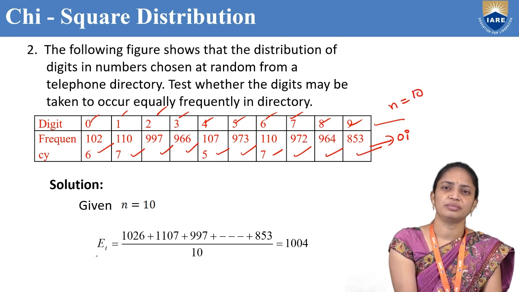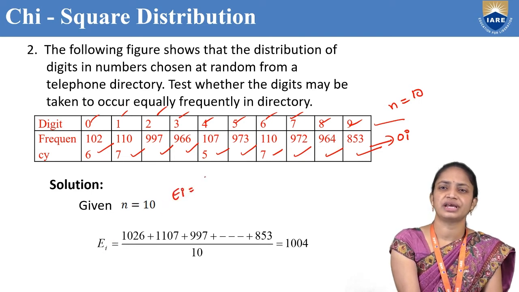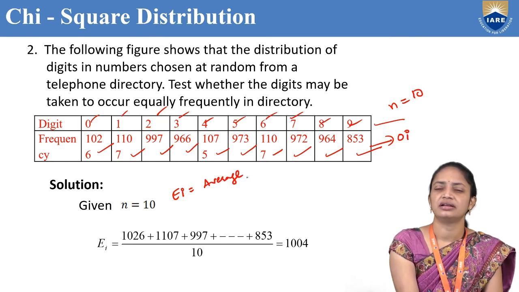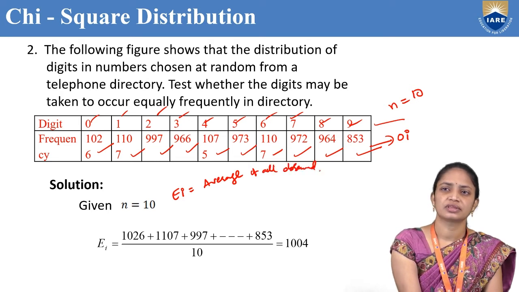Now coming to Ei, the expected frequencies. What is the formula for expected frequencies? The expected frequency formula is the average of all observed frequencies.